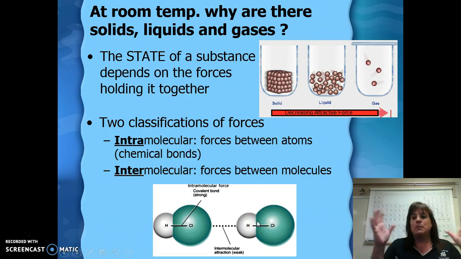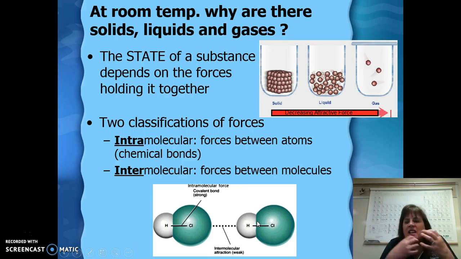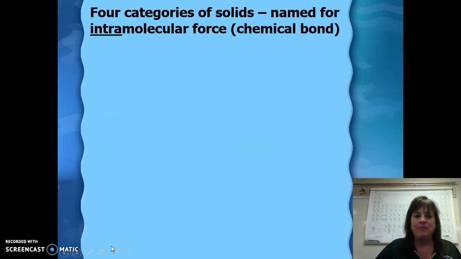Inter is between molecules. You can kind of think about it like an introvert is someone who's really inside themselves, really quiet, keeps to themselves, where someone with good interpersonal skills is good with other people. So intra, inside, inter, outside.